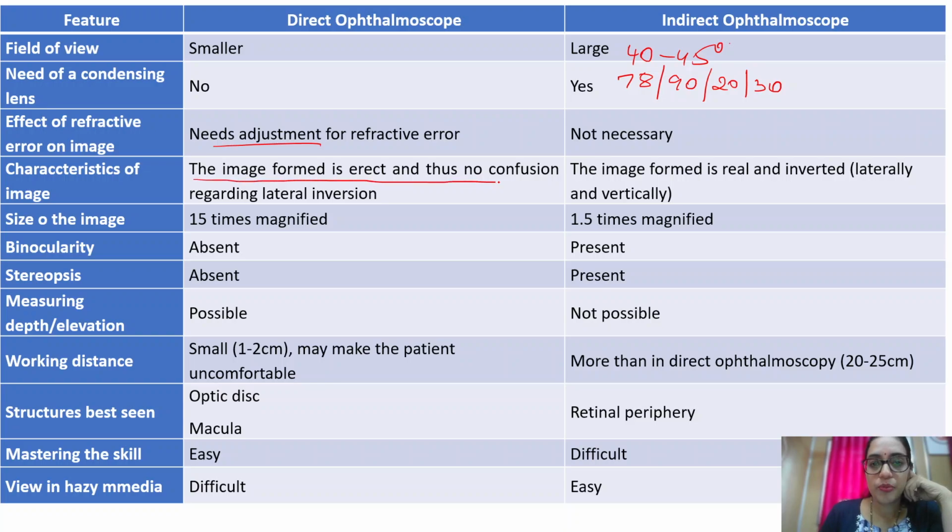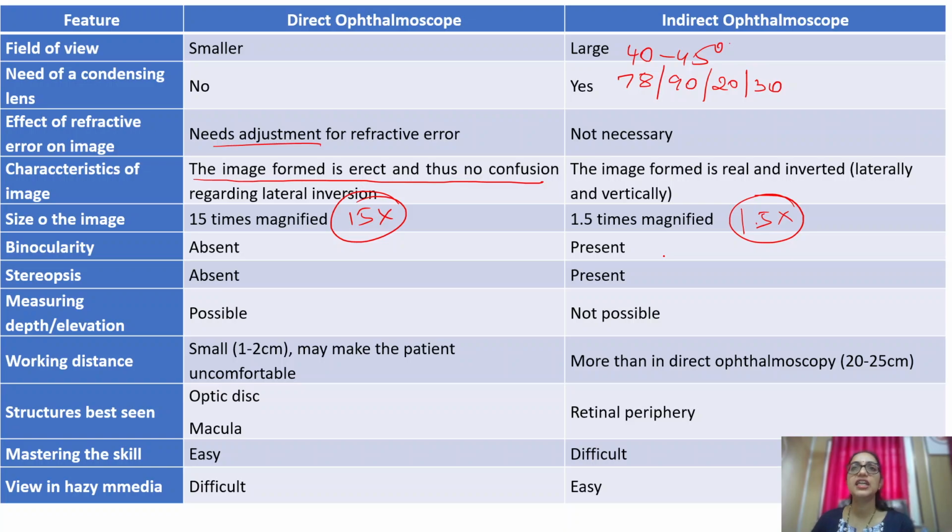Here, this is an important point you should know. The image formed is erect and virtual, and there is no confusion regarding lateral or vertical inversion. But in indirect ophthalmoscopy, the image formed is real and inverted both laterally and vertically. The size of the image is 15 times magnified, but here it's just 1.5. The image appears small, but the field of view is big. So if you want greater detail of the disc and macula, you choose direct ophthalmoscope. If you want to see the whole retina in a go, you choose indirect ophthalmoscope. So both are complementary to each other.